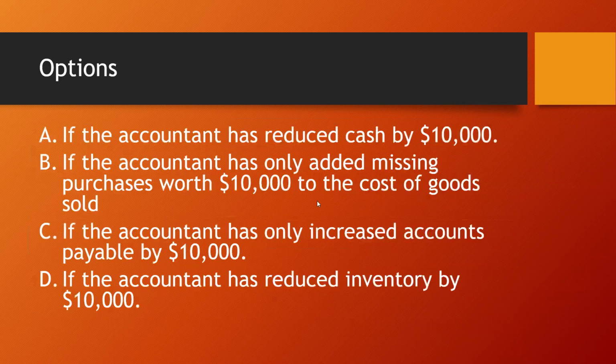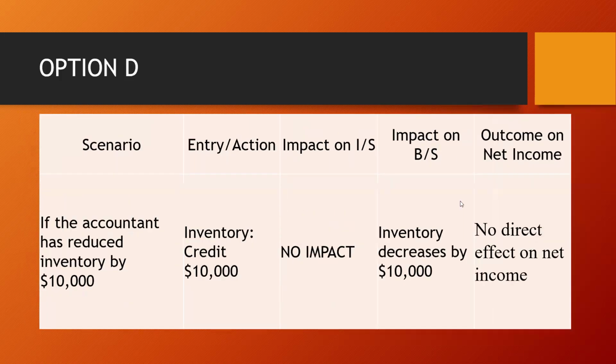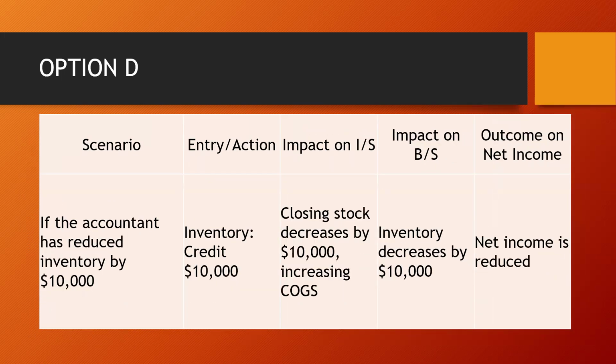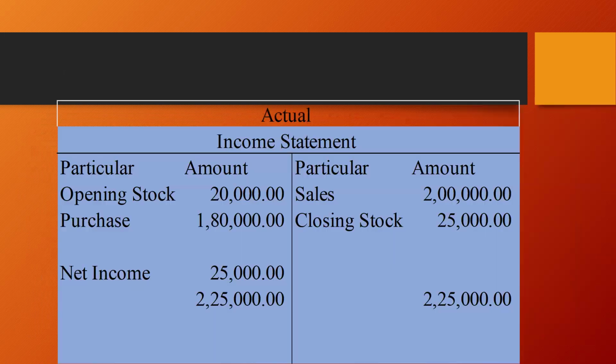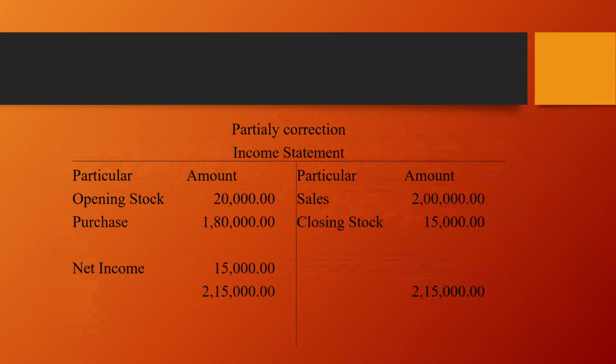In the options too, the keyword is missing the purchase worth in the cost of goods sold. If you look at D, the option itself isn't clear. That's the reason to go with B. It's full, precise and concise. If you are stuck between B and D, you can use basic knowledge to answer. It's obviously B. I have explained everything line by line, with scenarios also. Option D has two scenarios, I explained both, but option B is correct. I have also explained the T account, complete omission and actuals in another video.